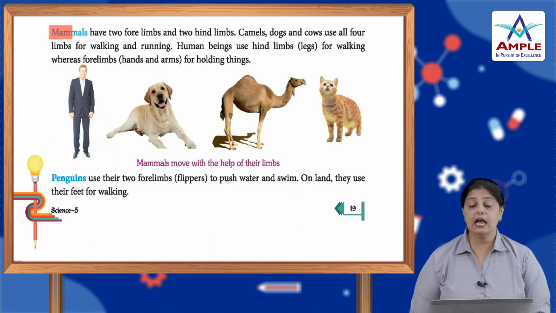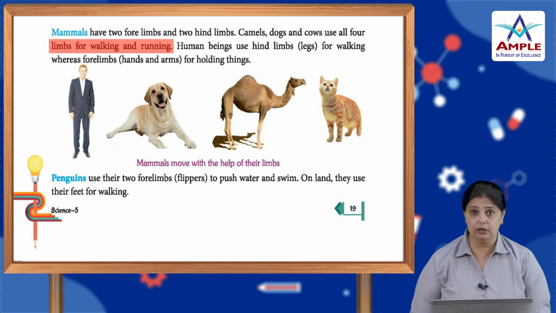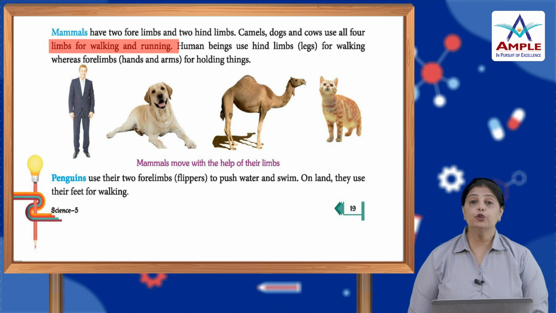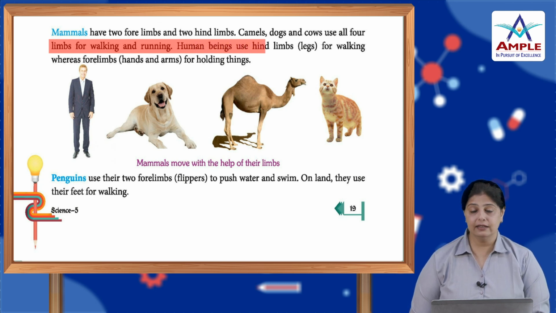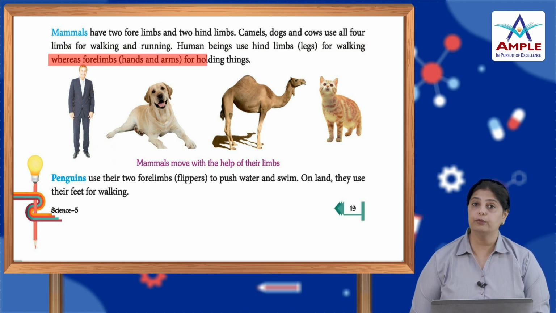Now, mammals. Mammals have 2 forelimbs and 2 hind limbs. What are mammals? Mammals are the animals that can reproduce. Camels, dogs and cows use all 4 limbs for walking and running. These mammals give birth to the young ones, like the way we humans, we are also mammals, we also give birth to babies. Human beings use hind limbs, that is legs, for walking, whereas forelimbs, that is hands and arms, for holding things.